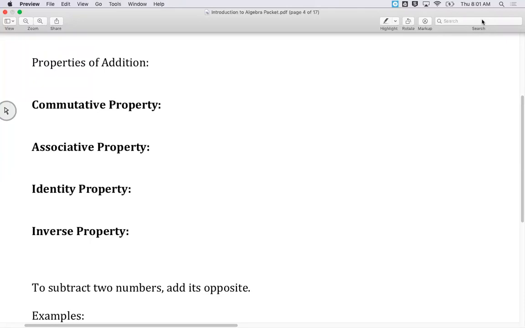Okay? We have a couple properties on addition. We have commutative, associative, identity, and inverse. Most teachers will give you the rope-a-dope type of answer. It's like the same answer over and over again. I don't like doing that. I like to give you guys a realistic answer. So commutative, okay? When I say the word commutative, I think of the word commute.